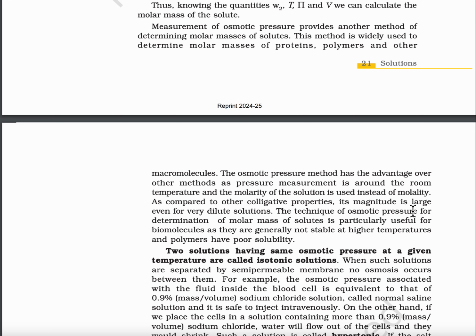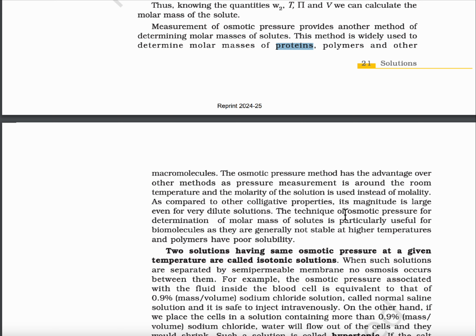The technique of osmotic pressure for determination of molar mass of solutes is particularly useful for biomolecules, such as proteins, polymers and other macromolecules, as they are generally not stable at higher temperatures and polymers have poor solubility. So using the osmotic pressure method to determine the molar mass of biomolecules is very helpful, because biomolecules are not stable at higher temperatures and get denatured, or their structures are denatured at higher temperatures and pressure.